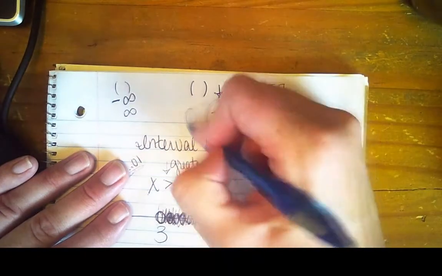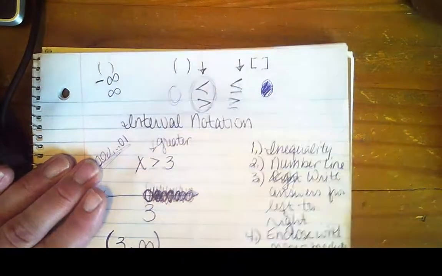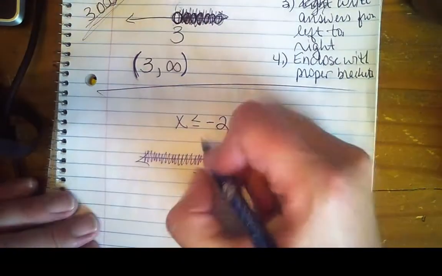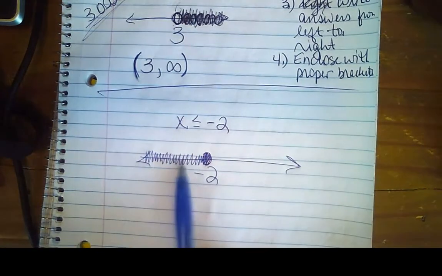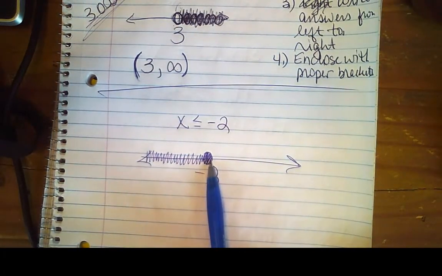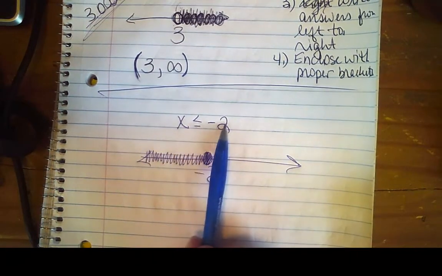Okay, so this would be an open circle like what we did here. We're going to do a filled in circle because I'm allowed to use that point. Okay. So this says everything up to -2, and you can touch the -2, because -2 is equal to -2.